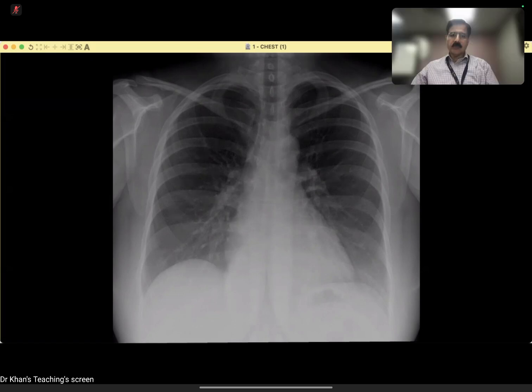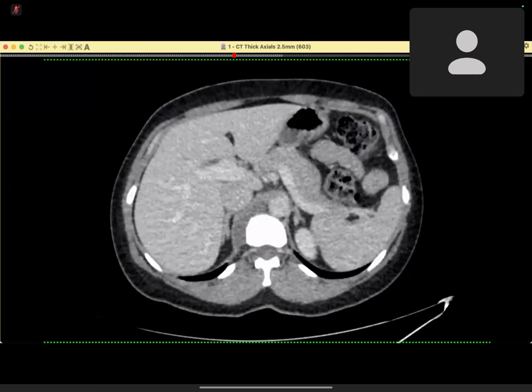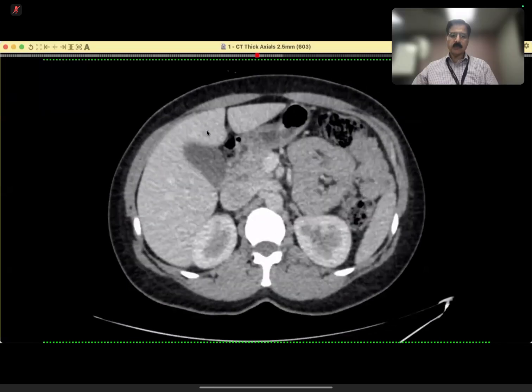Okay, so let me give you a CT scan. Sorry, inferior vena cava. I've given you a CT scan. Over to you.